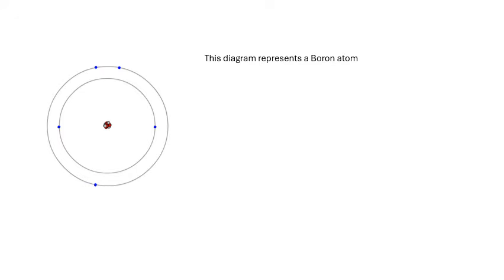Now, this diagram represents a boron atom. So hydrogen, helium, lithium, Harry Henry likes beer, beryllium, boron. So atomic number 5, so 5 protons, 5 electrons. Looking at it there, you'll see the 2 electrons in the first shell, 3 electrons in the second shell. Yes, atomic number 5.